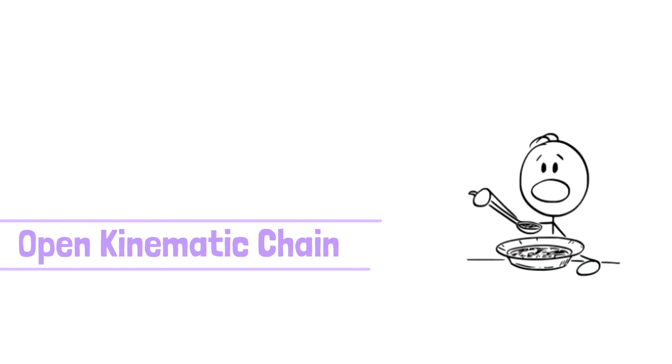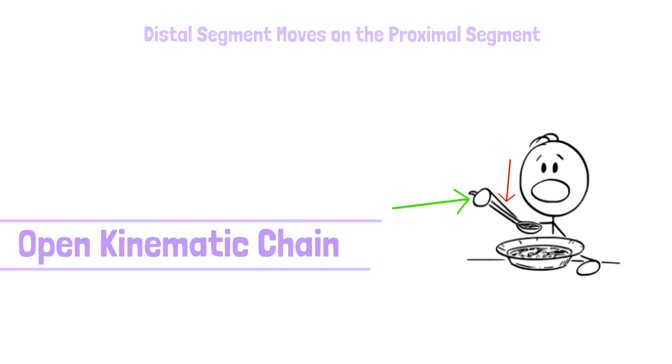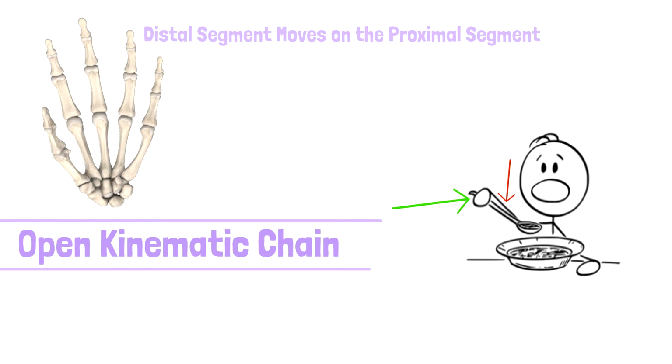An example of open kinematic chain is bending a wrist to bring a spoon to the mouth. Here, the proximal segment is fixed and the distal segment is moving. This movement involves movement of the carpals on top of the radius.